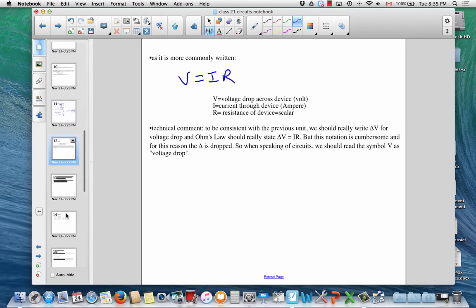So we're going through the very basic circuit properties. What we've got so far is our definition of voltage as energy per charge, our definition of current as the charge flow per unit time, Q over t, and now we've got our definition of resistance in Ohm's law.